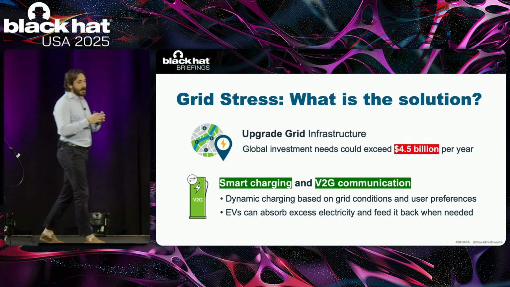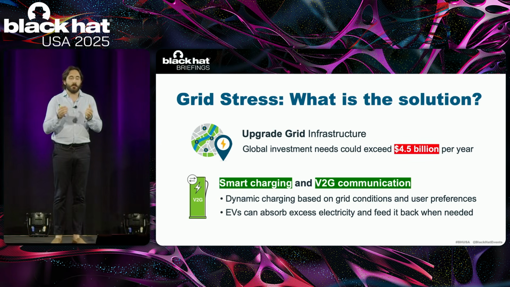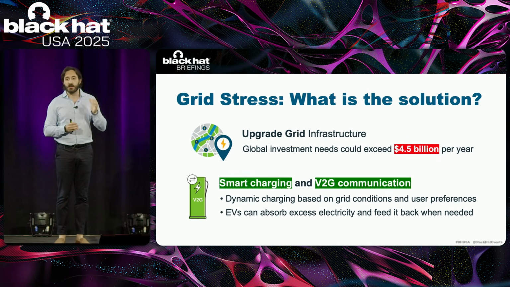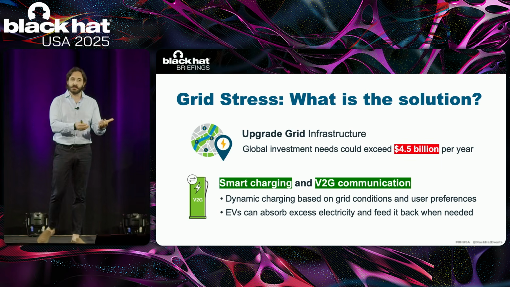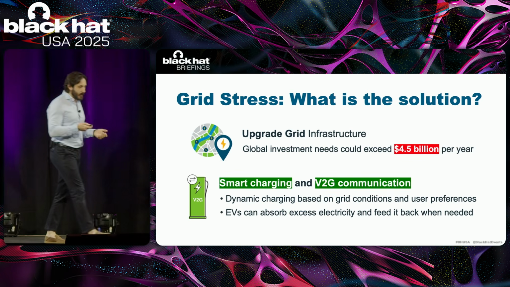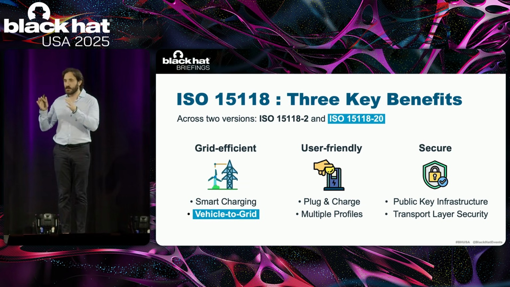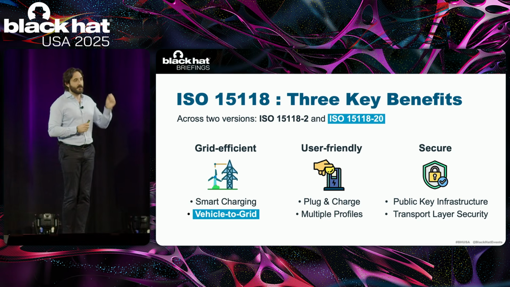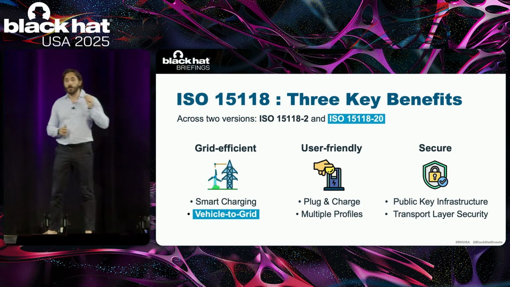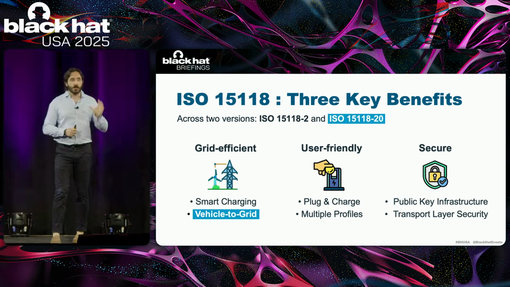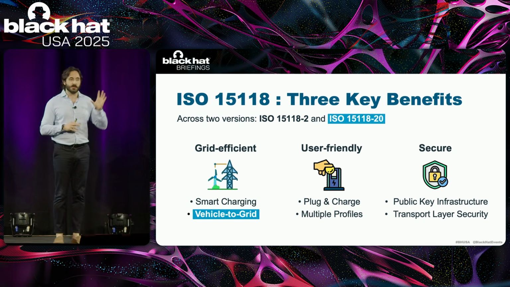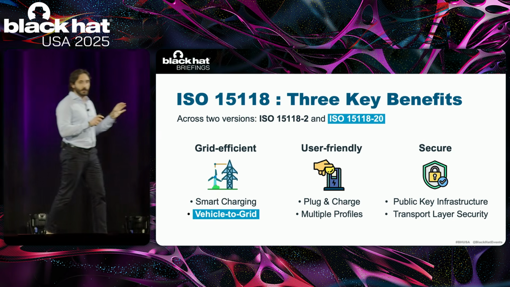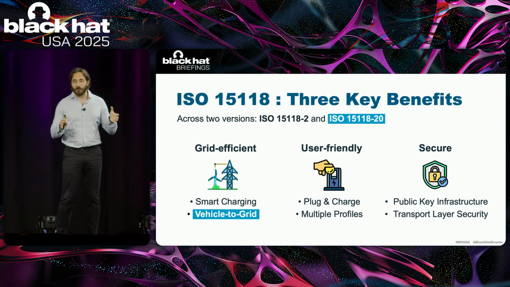So the cars parked on our street might be able to pull electricity from the grid when there is excess of electricity. And these vehicles might be able to push it back to the grid in case the grid needs it in the future. So you can see where I'm going with this conversation. The ISO 15118 standard was actually introduced to make the grid more efficient, because the standard supports these two technologies: smart charging and vehicle-to-grid communication. So this is our starting point today.